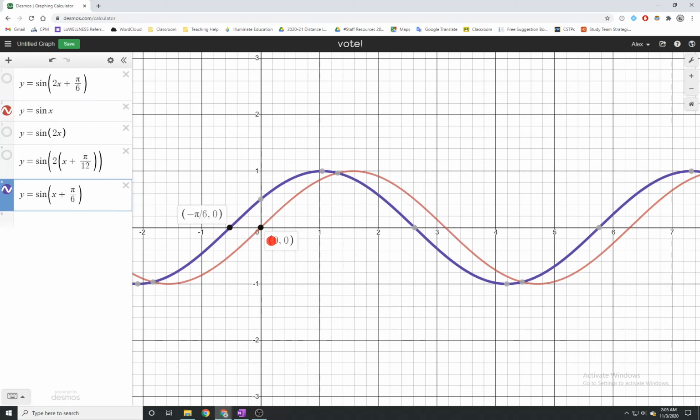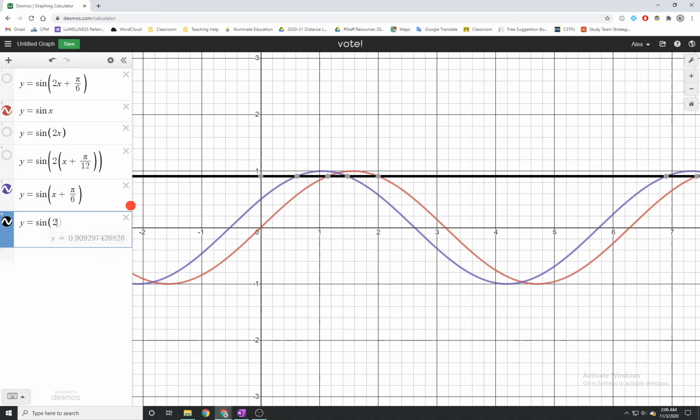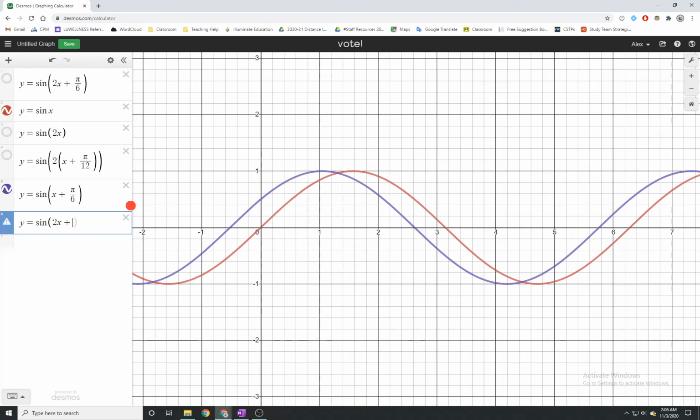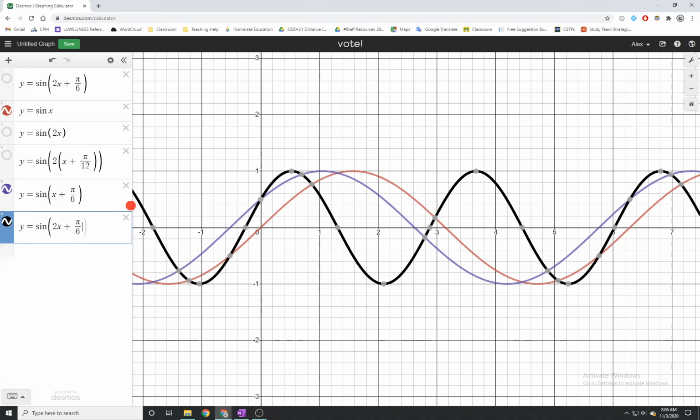Totally fine. Okay, and now if I want to deal with that compression, remember, you're just replacing x with 2x. That's how the transformation works, and we talked about that in that previous video months ago. And so now, if I do y equals sine of just 2x plus pi over 6, I will end up exactly with the graph that we were looking for right here.